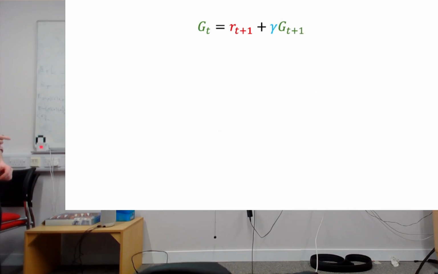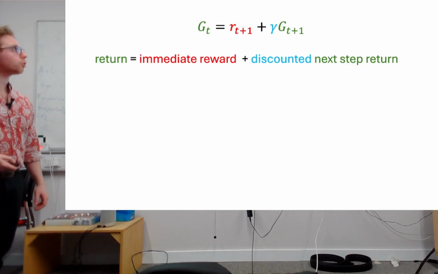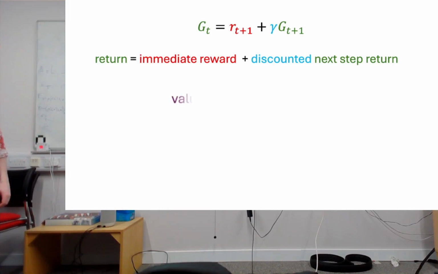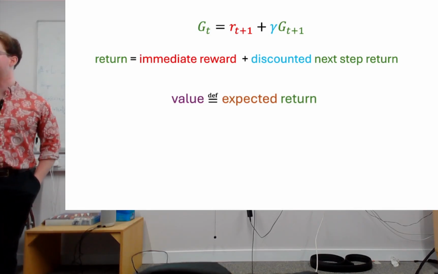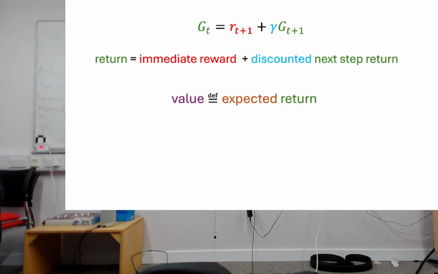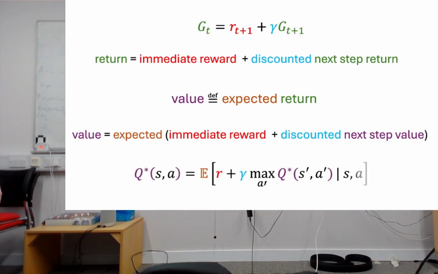So why is this helpful? We have this relationship: return is immediate reward plus discounted next step return. We know that the value is the expected return, as we introduced at the start. Values are just expected returns. And we can see how this motivates, though it's not a proof of, the following relationship among values: the value is going to be the expected immediate reward plus the discounted next step value. So this is our new Bellman optimality equation.